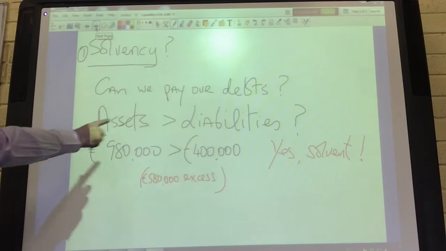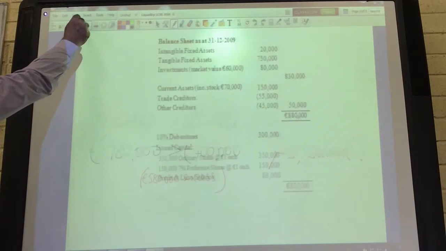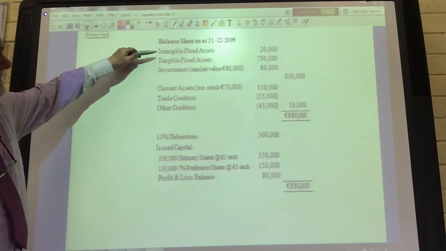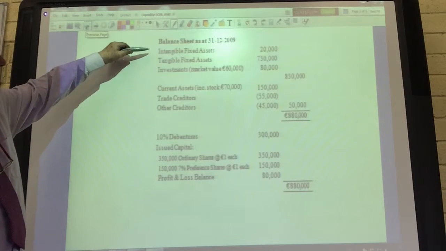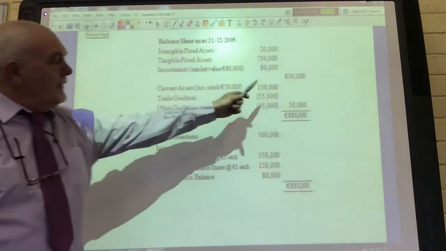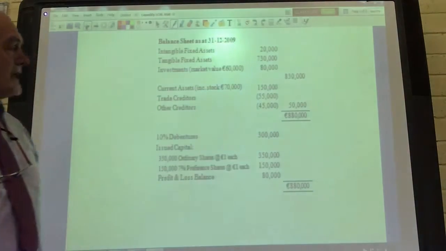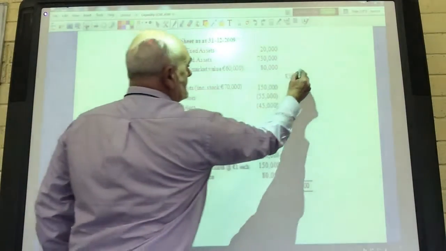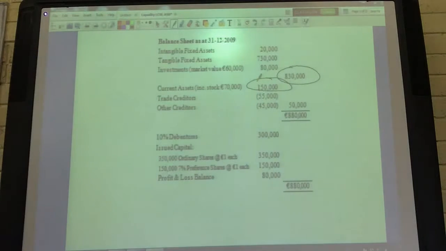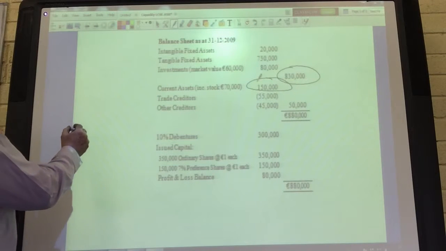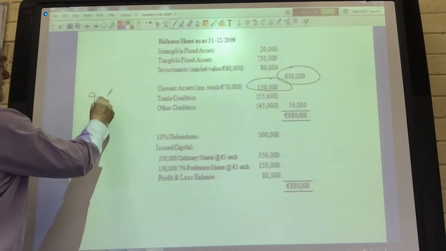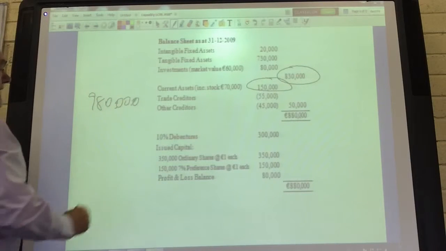Compare your assets to your liabilities. And if we look back at the balance sheet here, we can see the assets are fixed assets. We have intangible fixed, we have tangible fixed, we have financial fixed. So we have €830,000 worth of fixed assets. And we've got €150,000 worth of current assets. So between them, we have €980,000 in assets.